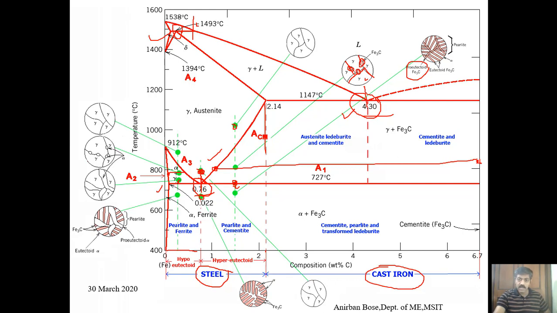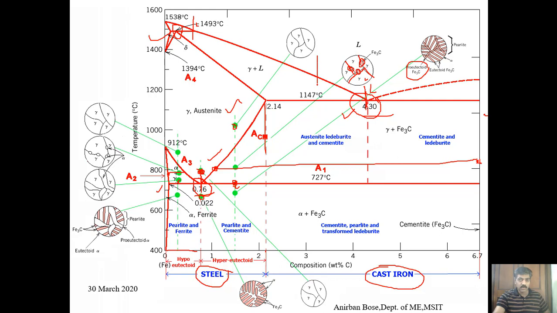Now you see here, from liquid will be converted into two solids, that is austenite and cementite, alternate layers of austenite and cementite. So that particular structure is called ledeburite. Okay, so ledeburite is a structure, again alternate layers of austenite and cementite. That happens exactly at 4.3%.